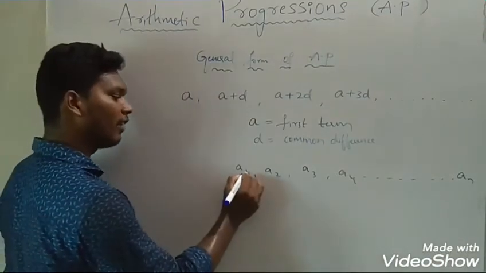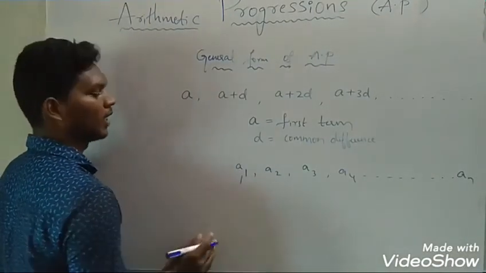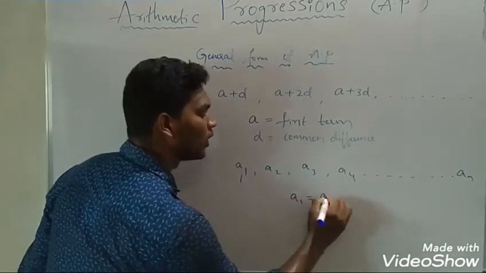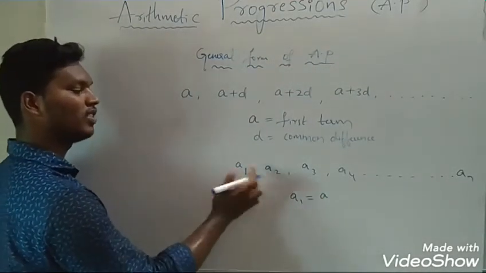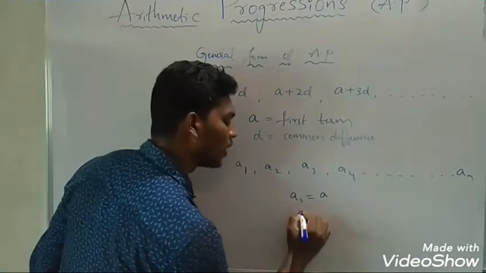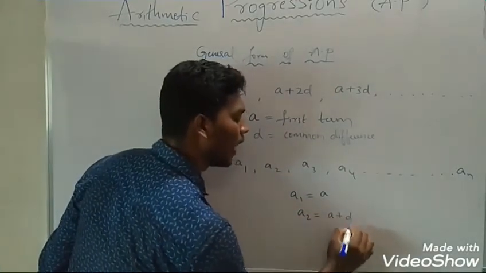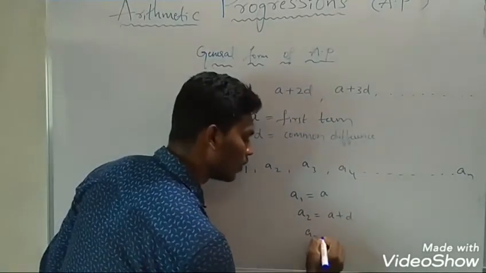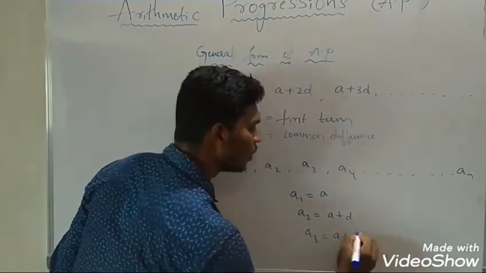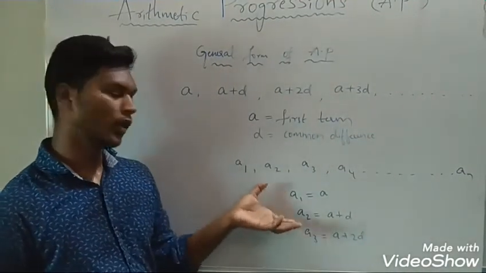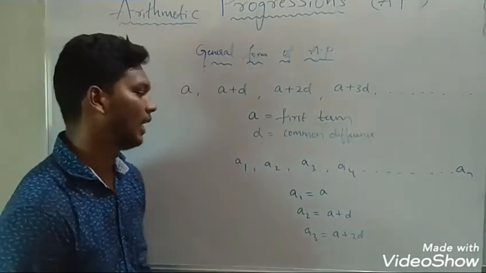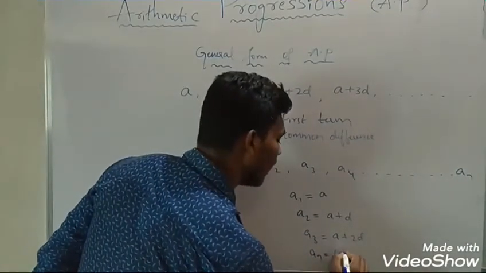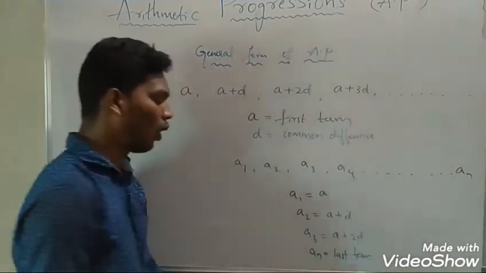What is a1? a1 is the first term. Here the first term is a, so a1 equals a. a2 means the second term, so a2 equals a plus d. The third term is a3 equals a plus 2d. Likewise you can understand a1, a2, a3, a4 and so on. What is an? an means the last term. So how to find the last term?